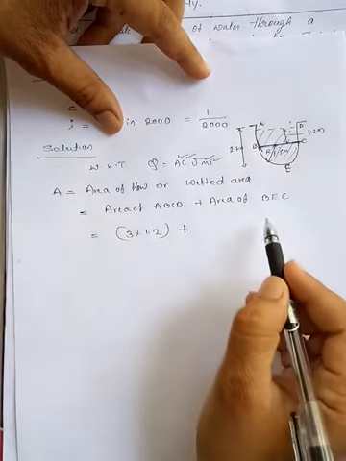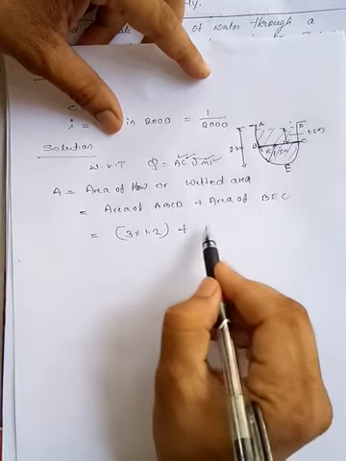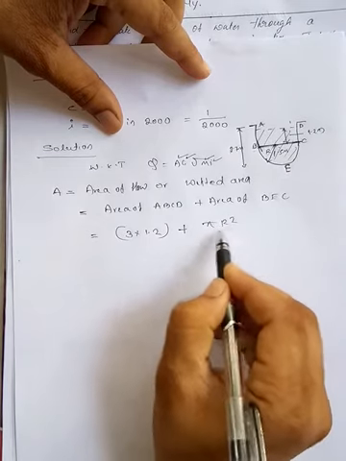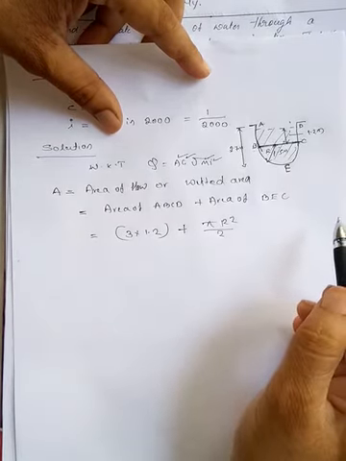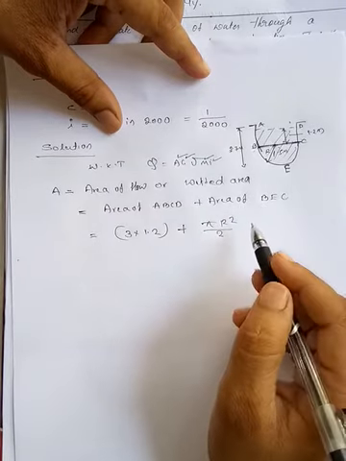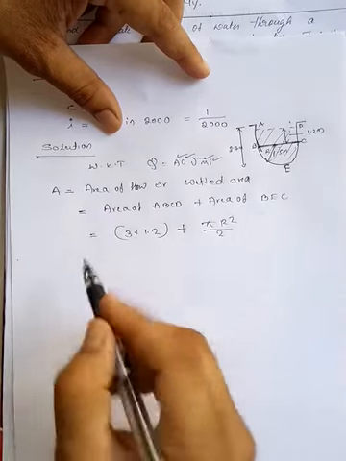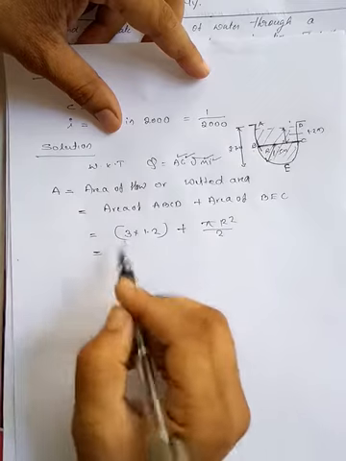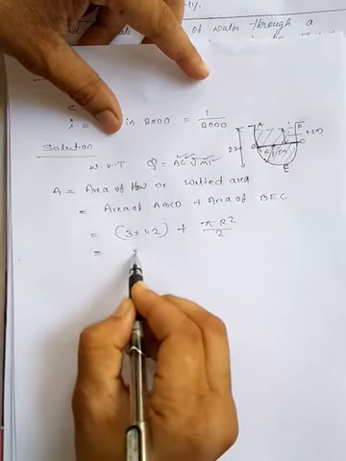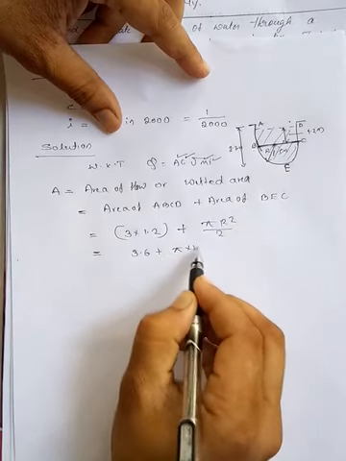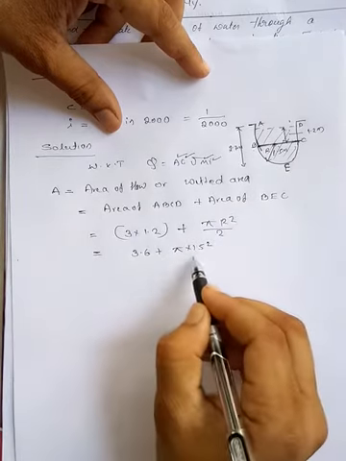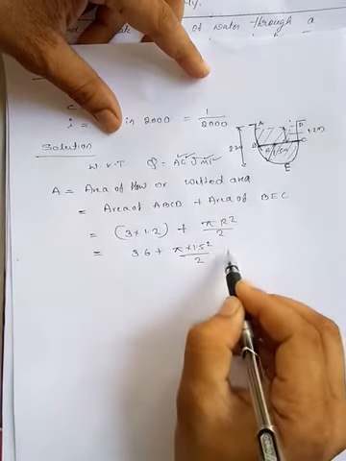Next, the area of the semicircle BEC. Area of the semicircle is pi r square divided by 2, right? The area of the circle is pi r square, so pi r square divided by 2 gives the area of the semicircle. So here 3 into 1.2 is 3.6, plus pi into 1.5 square, the radius of the semicircle is 1.5, divided by 2. Just check on the calculator.